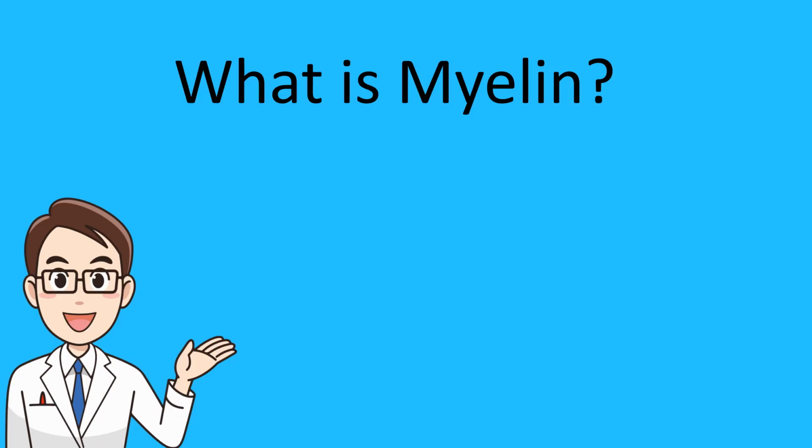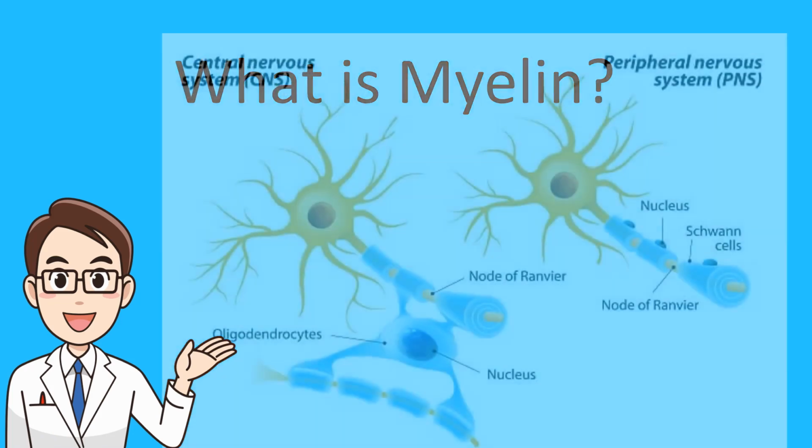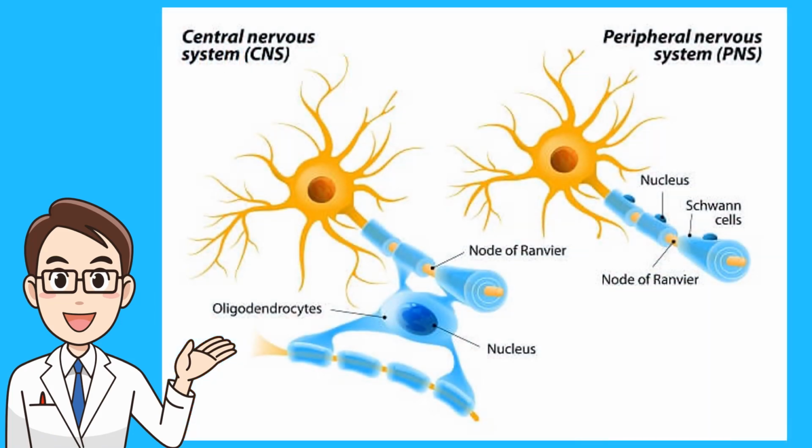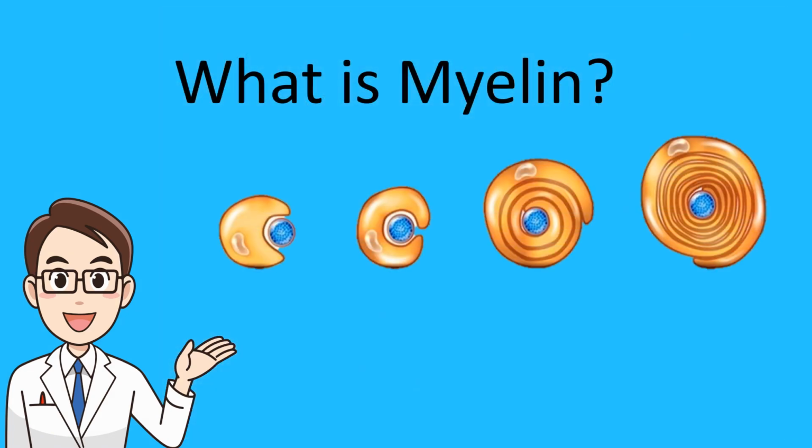But what even is myelin anyways? Myelin is a sheet-like material made from oligodendrocytes and Schwann cells that wrap around neurons to form an insulating coat. This neuron coat is made out of lipids and proteins and is important for the signaling of nerves in the nervous system.